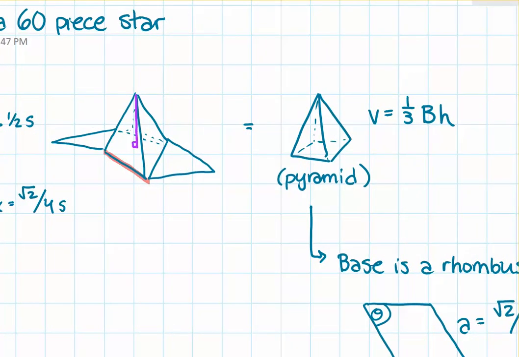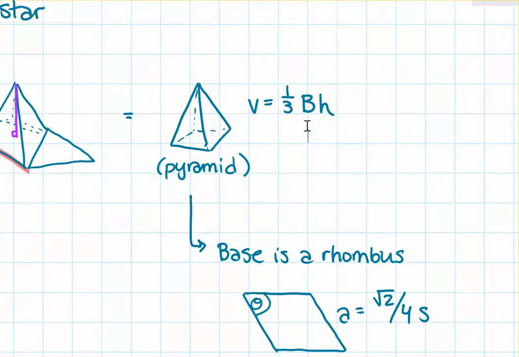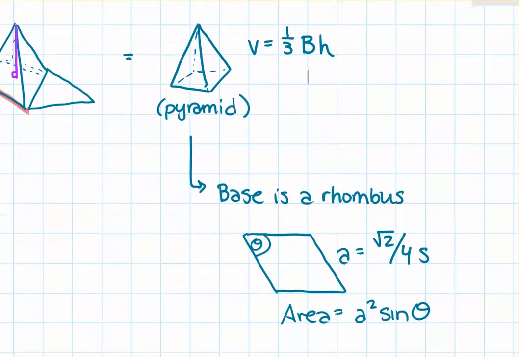So the volume of the pyramid is going to be 1/3 times the base times the height. We already have the height, that's root 2 over 4 s, it's the same as the side length right here. But we need to find the area of the base. And we know the base is a rhombus with side length root 2 over 4 s. But we still need an angle measure in order to solve for the area.